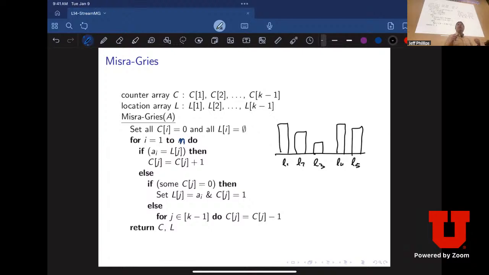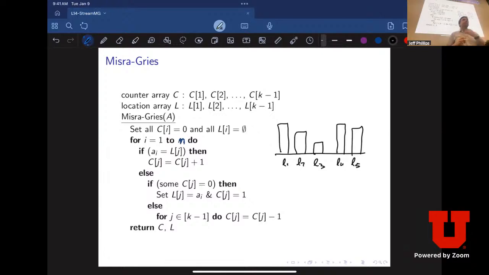But in order to get 1% error, I would need 10,000 counters. To get 1/10 of 1% error, I would need 1,000,000 counters. So I'm saving a huge amount of space by using this algorithm instead.